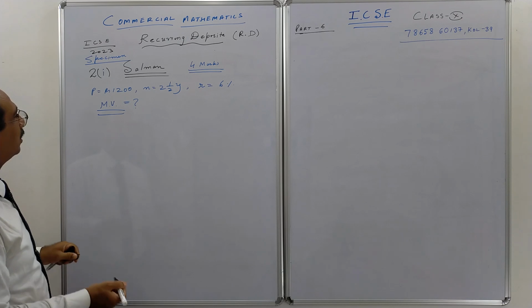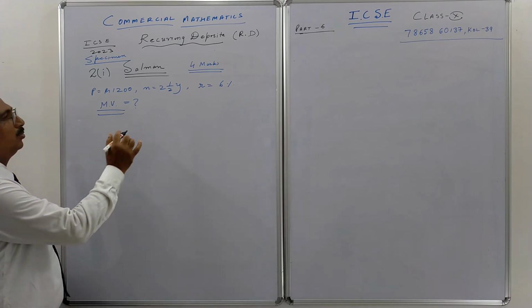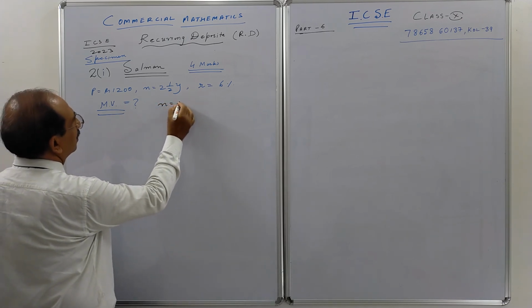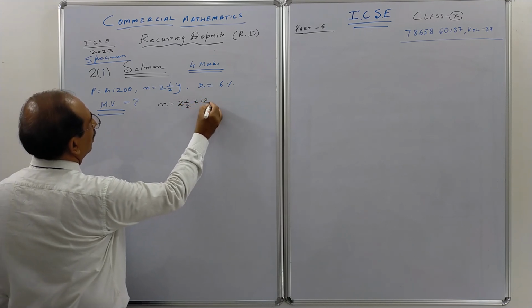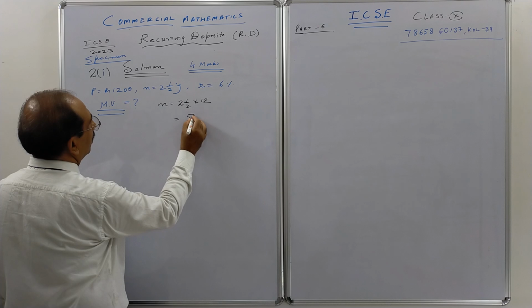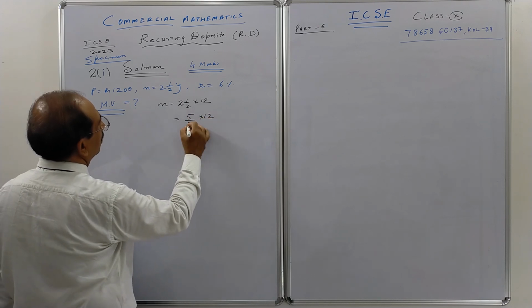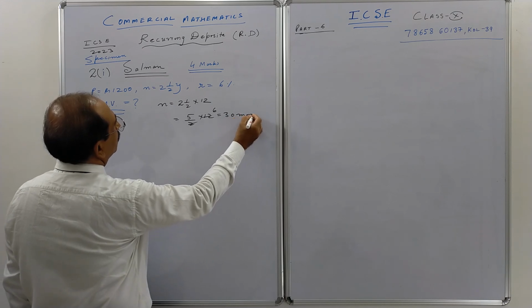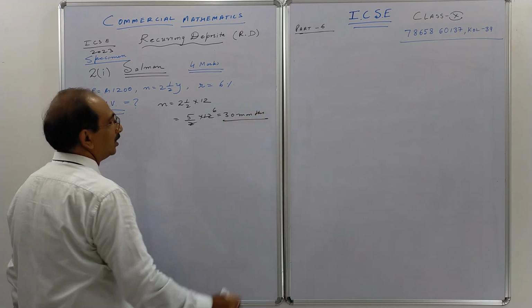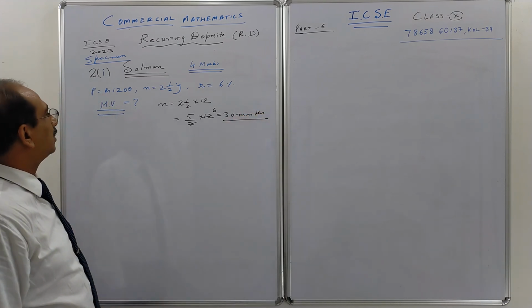So here we go, children, for the maturity value. First thing, as I told you, children, 2.5 years you multiply by 12 to convert it into months. So 1 year is 12 months, 2 years is 24 months, 2.5 years is 30 months.